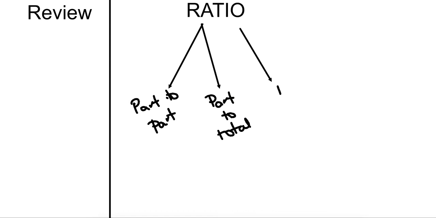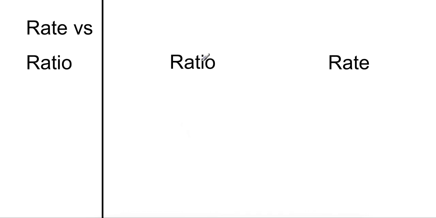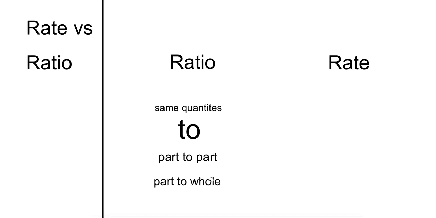Then there's this other kind called a rate, and that's what we're going to be looking at today, as you watched yesterday in the video. So let's look at the difference between a rate and a ratio. Ratios just compare the same quantities, like the boys to the girls, they're both humans, or like apples to oranges, they're both fruits. You say the word to with a ratio, and then you have two kinds, part to part and part to whole, or total.